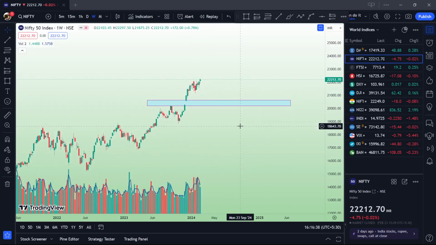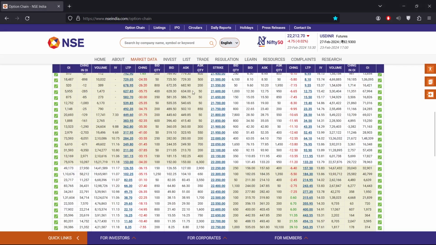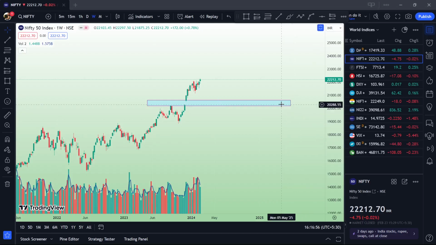So next week, what can be the levels of the market? If you look at the open interest in the option chain, sorry, not open AI, open interest, you can see that the support is at the 22,000 level. There is a lot of open interest written here, so that will be 22,000.